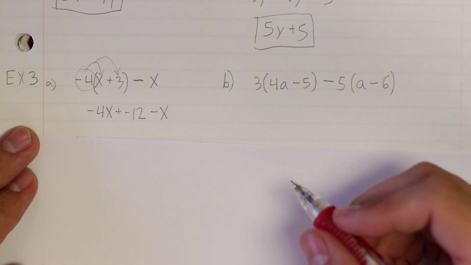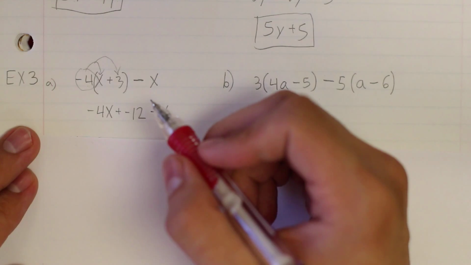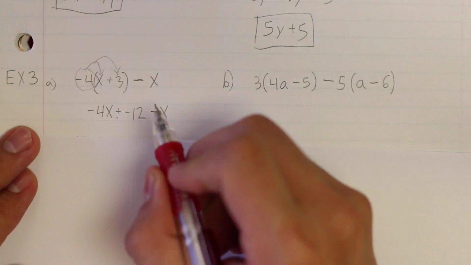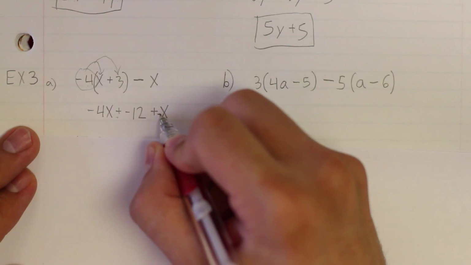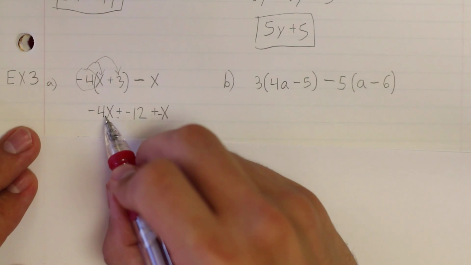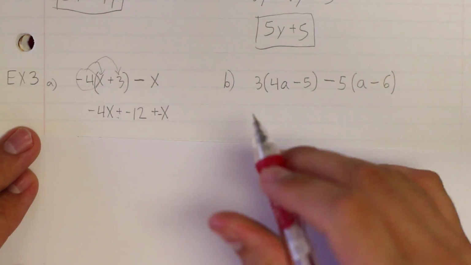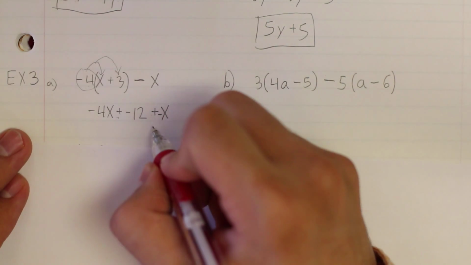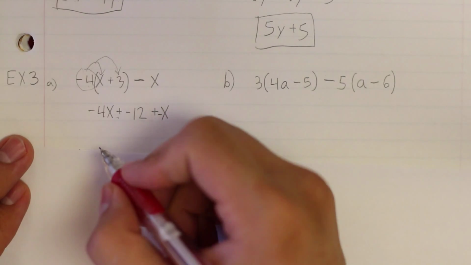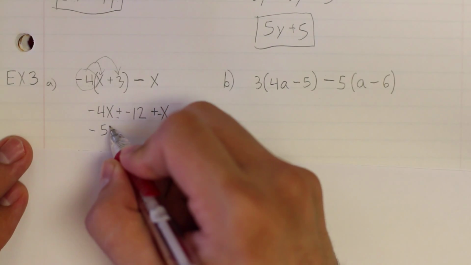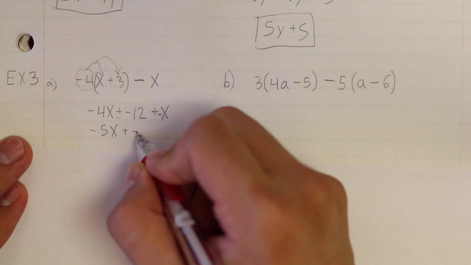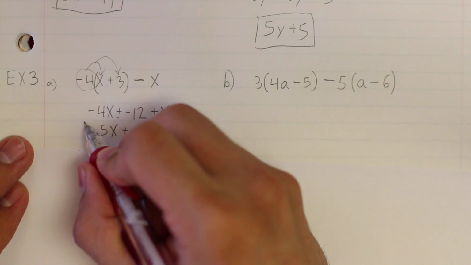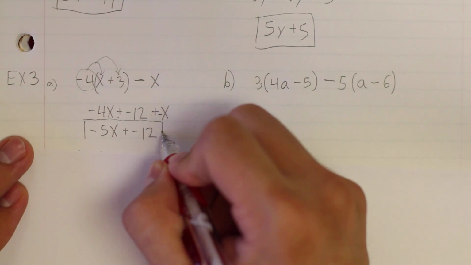Once again, it's sometimes helpful to go through and add the opposite, change subtraction to addition. Well, this is already addition. This right here is subtraction, so we change this to a plus negative x. So I have negative 4x plus negative x. Well, remember that you don't see a number there. There's an understood 1. So what's negative 4 plus negative 1? It'd be negative 5x plus negative 12. Okay? Box in your answer.